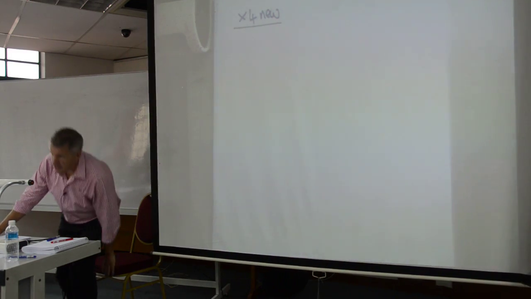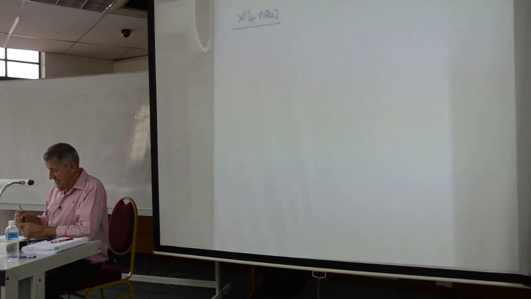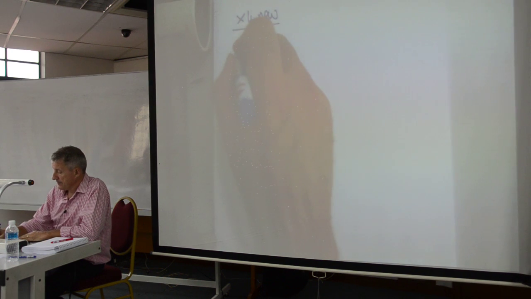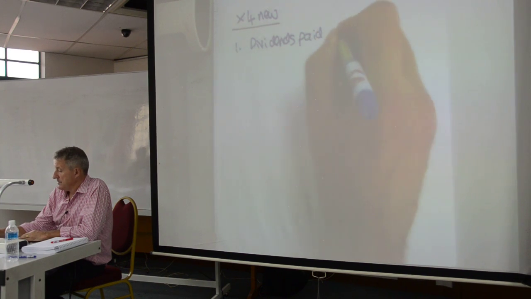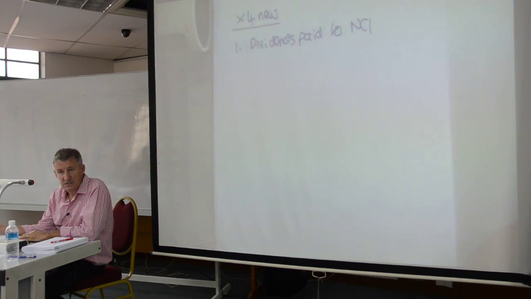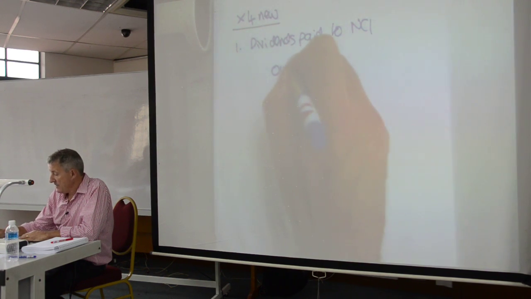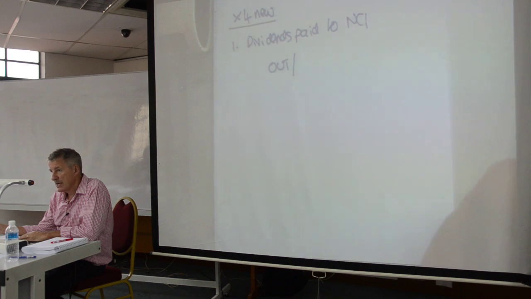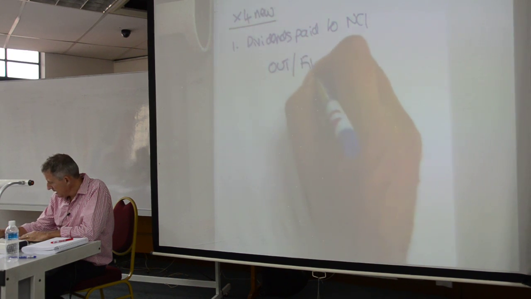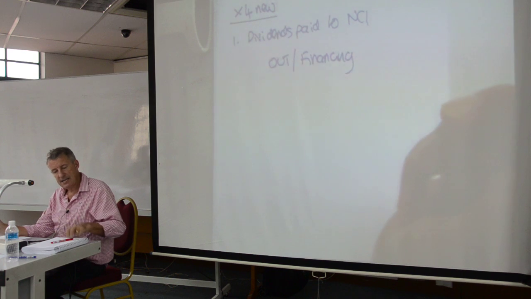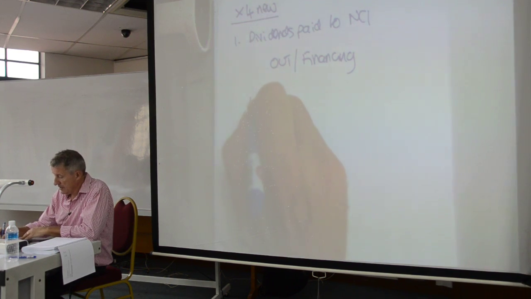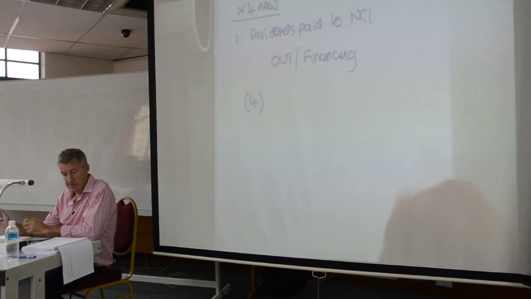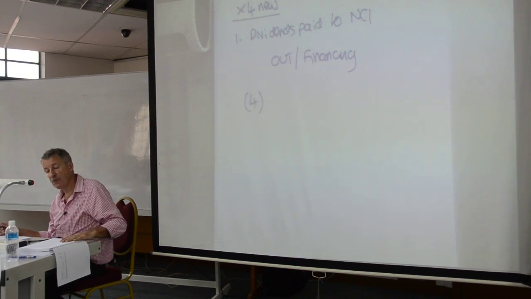So something you've never seen before from an F7 perspective is dividends paid to the NCI. 2 questions for you. In or out? Out. And if you're making a payment to the NCI, operating, investing, or financing? Financing. Right. I don't think I need to talk too much more. Can you have a look at number 4? Can you calculate for me the answer to number 4?